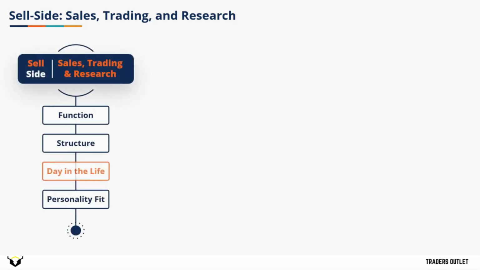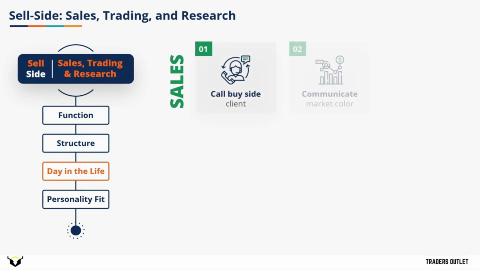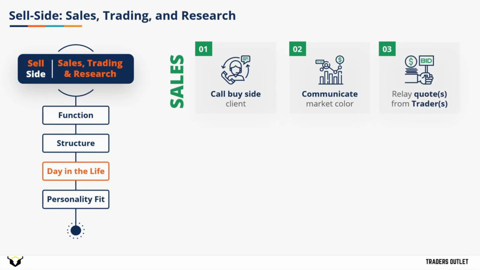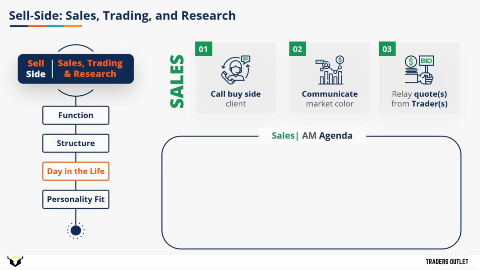On a day-to-day basis, a salesperson's job can be broken down into three key steps. Call buy-side clients, communicate market color, which entails giving market activity and trading insights, and relaying any quotes from traders. These three steps are repeated multiple times a day, and the vast majority of steps 2 and 3 are focused from about 9 a.m. till 11:30 a.m. The remainder of the day moves at a much slower pace. So let's break down the three core steps a bit further by looking at a daily agenda of a salesperson.